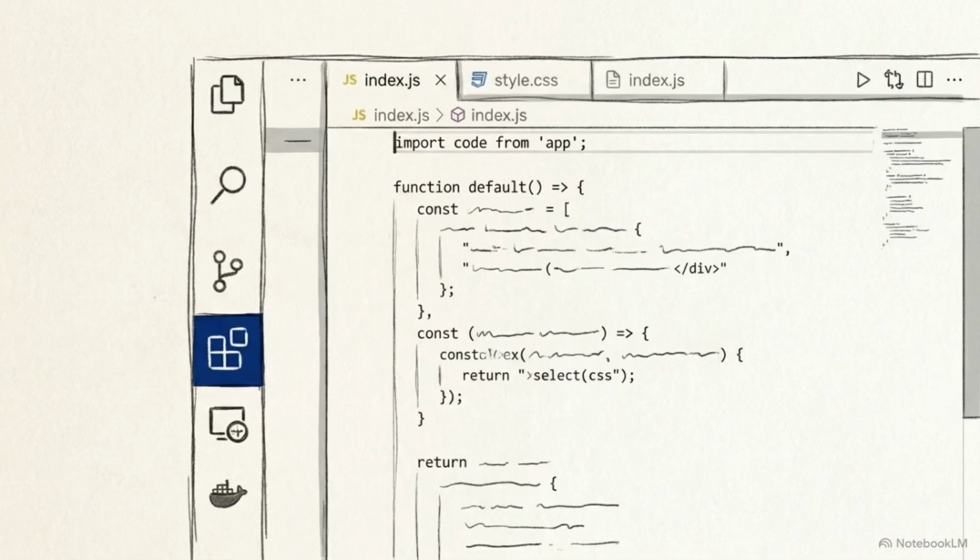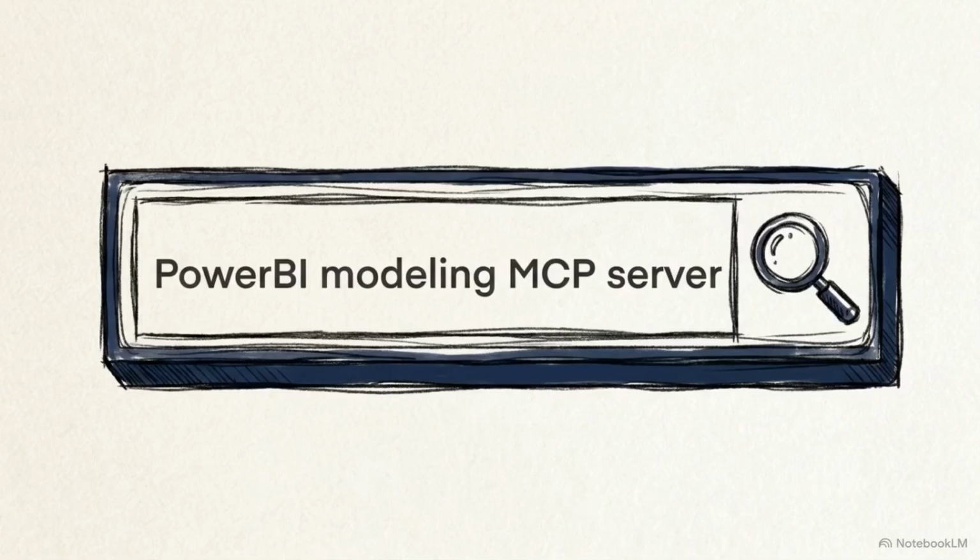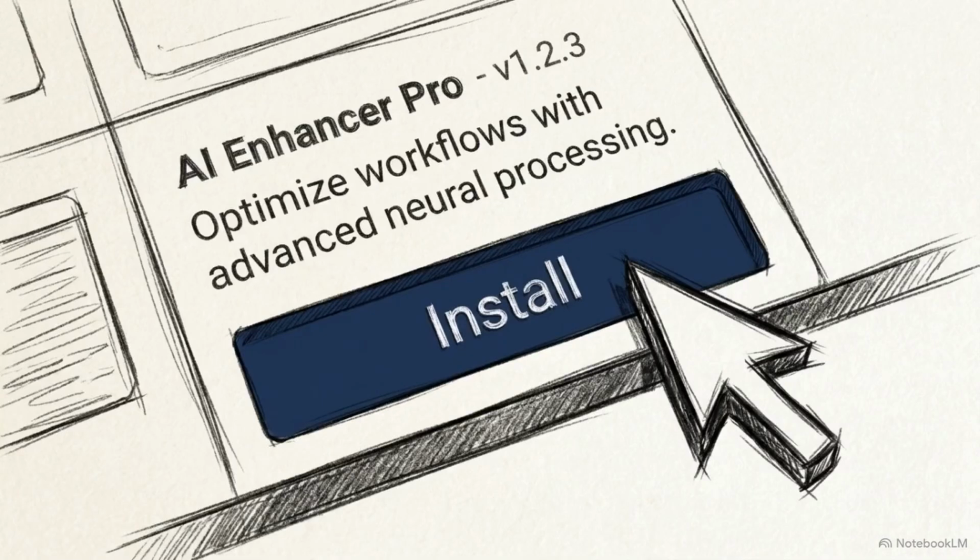Let's start by opening Visual Studio Code. Head over to the Extensions Marketplace and search for the specific extension named Power BI Modeling MCP Server. Click Install and confirm that the extension shows as active in your workspace.